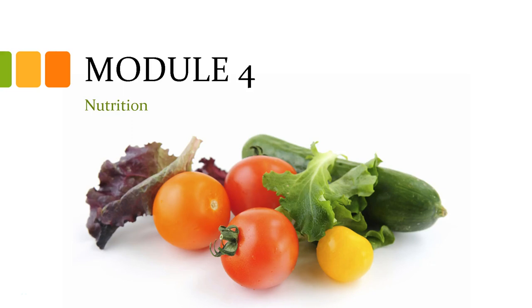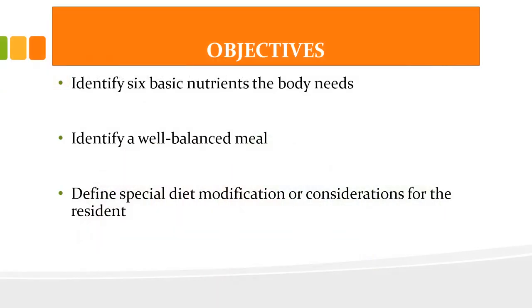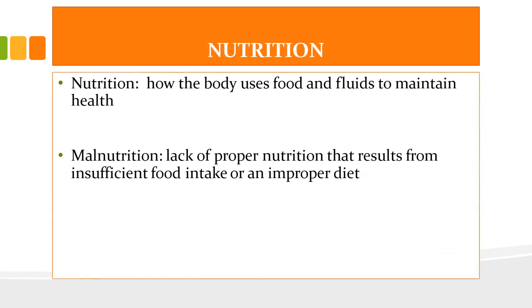Hello, this is Module 4 of your CNA hybrid course on nutrition. The objectives in this unit are to identify 6 basic nutrients the body needs, identify a well-balanced meal, and define special diet modification or considerations for residents.